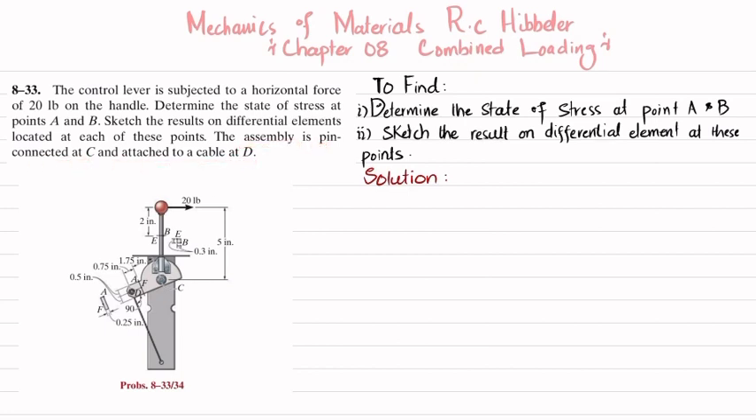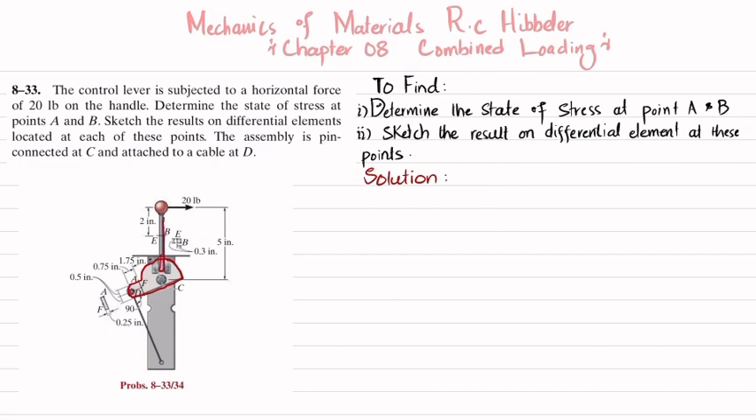So you can see from this figure, this is the control lever that is subjected to a horizontal force of 20 pounds. Point C is pin connected and there is a cable D that is acting. So due to this force, this element exerts a force on the cable in this direction. As a result, the force exerted by the cable on this element will be in this direction. So if you draw the free body diagram, I will draw it using the red color.